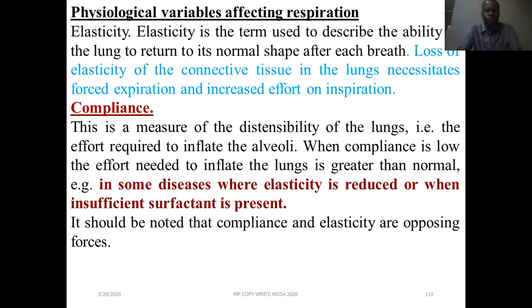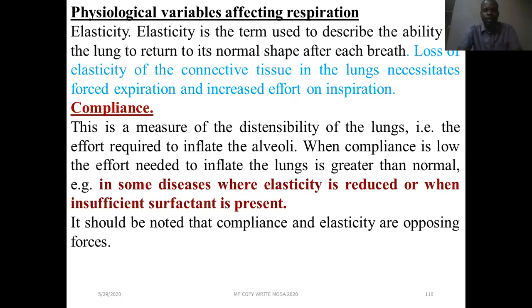Compliance. This is a measure of the distensibility of the lungs, i.e., the effort required to inflate the alveoli. When compliance is low, the effort needed to inflate the lungs is greater than normal, e.g., in some diseases where elasticity is reduced or when insufficient surfactant is present. It should be noted that compliance and elasticity are opposing forces.